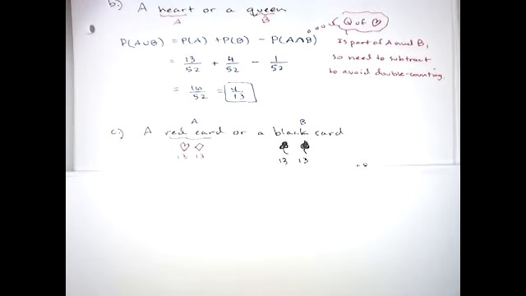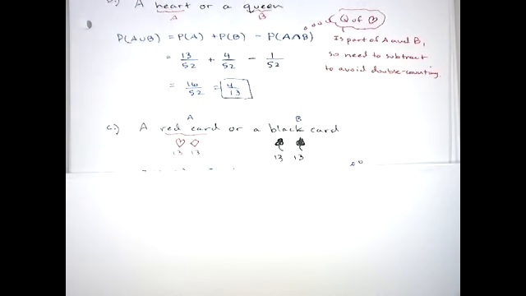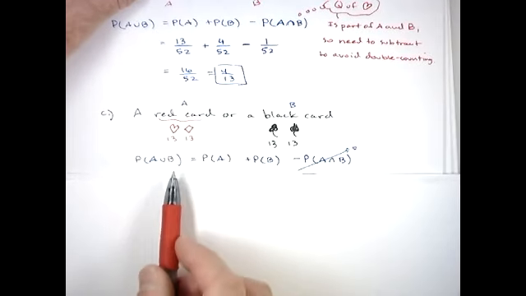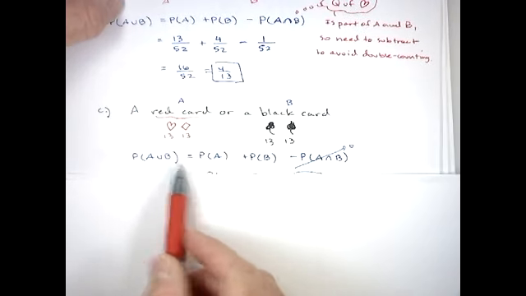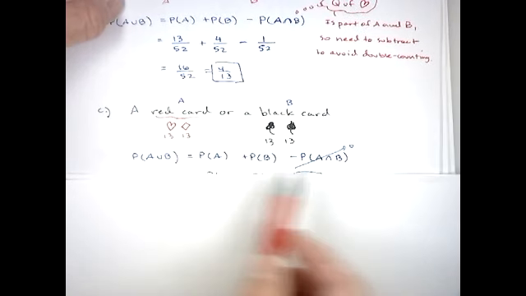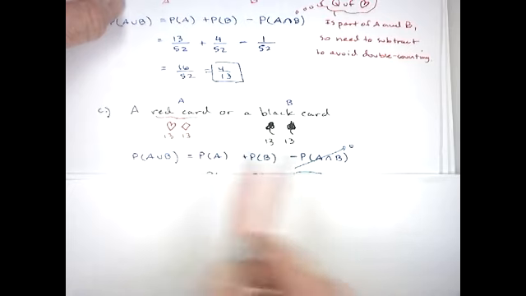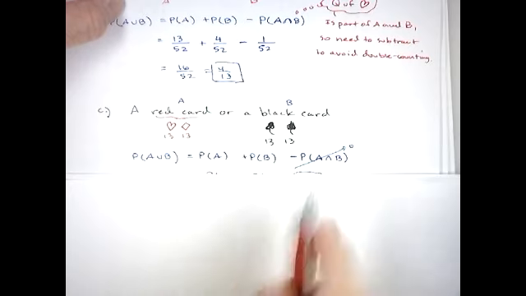Okay. What about the probability of picking a red card or a black card? We'll let A be red cards, B be black cards. Well, this one's hopefully obvious. The probability of A or B is the probability of A plus the probability of B minus the probability of A intersect B, which would of course be 0. You can't pick a card that is both red and black, right? So those are disjoint events.